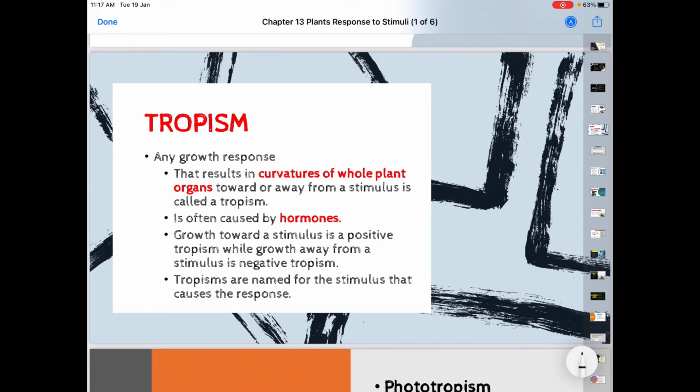Now we go into tropism. Tropism refers to any growth response that results in curvature of whole plant organs.